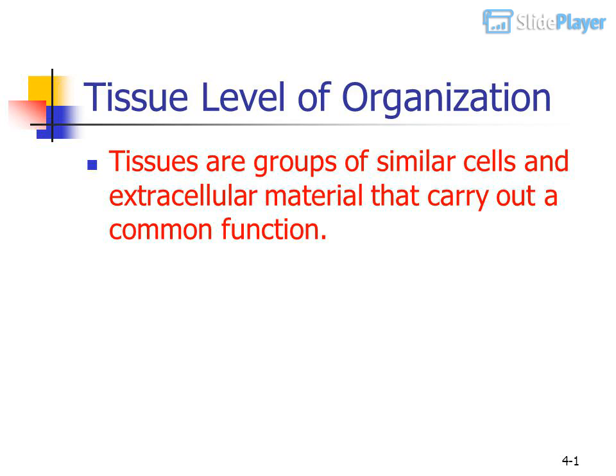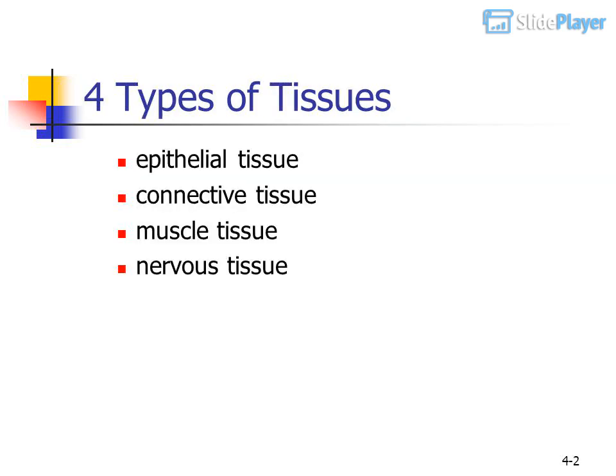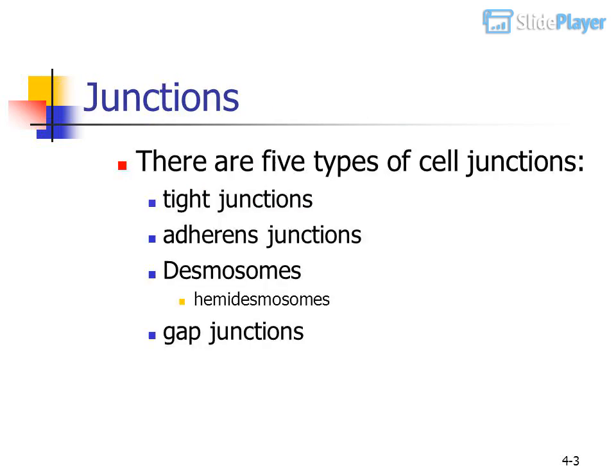Tissue level of organization. Tissues are groups of similar cells and extracellular material that carry out a common function. There are 4 types of tissues: epithelial tissue, connective tissue, muscle tissue, nervous tissue. Junctions. There are 5 types of cell junctions: tight junctions, adherens junctions, desmosomes, hemidesmosomes, gap junctions.